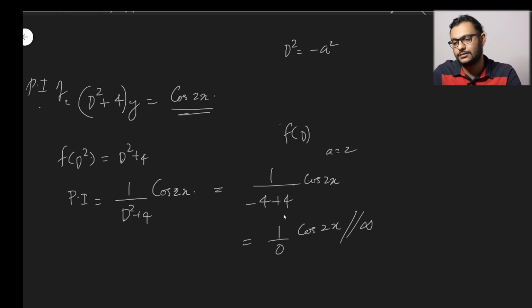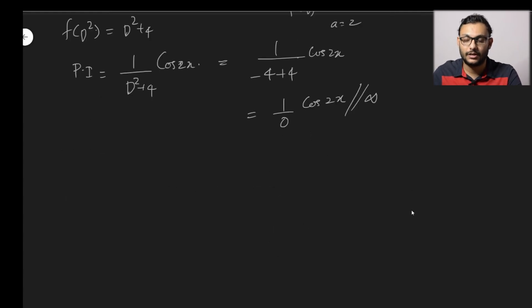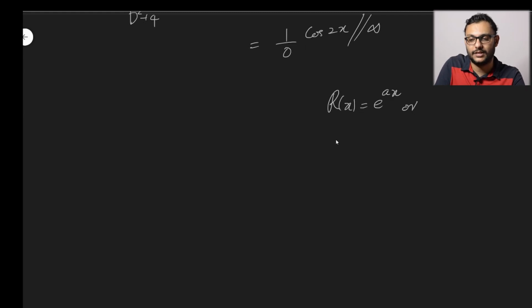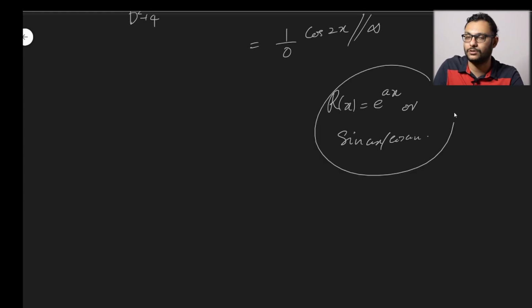In these cases where the denominator becomes undefined or cannot be determined, we should have another formula. This is the same case even for polynomials, or not exactly polynomials. This will be encountered mostly either with r of x equal to e raised to x, or with sin ax or cos ax terms. This is the most common way we will encounter the denominator becoming 0.